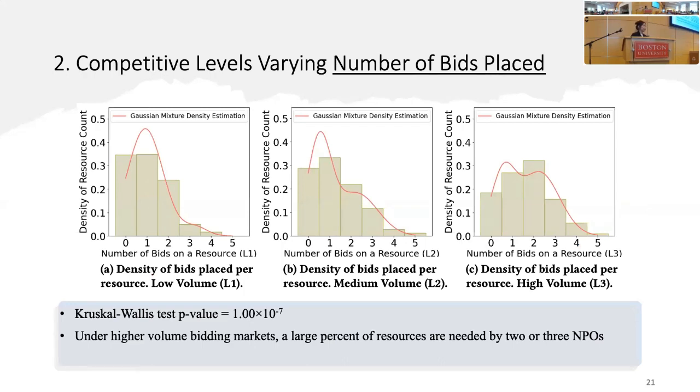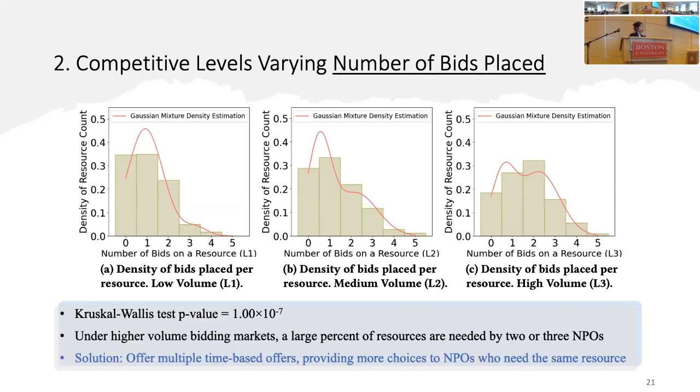To evaluate the effects of nonprofits placing different levels of bids, from left to right the market goes from low bid volume to high bid volume. A large percent of resources are needed by more nonprofits, which means 2 or more nonprofits want the same resource. One solution is to advise nonprofits to provide multiple time-based offers, promoting more choices to nonprofits who want the same resource, thereby helping moderate the market competition.